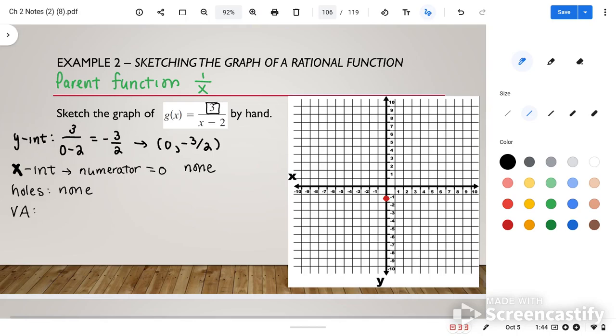Vertical asymptotes then, when the denominator equals 0. So when x minus 2 equals 0, would mean that's when x equals 2. So if you just set that denominator equal to 0 and solve for x, you get it in the equation form that it needs to be. So then at x equals 2, you'll draw a vertical asymptote in your graph.